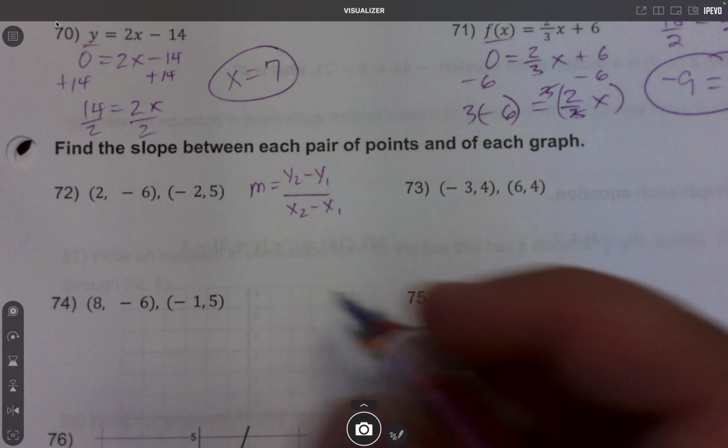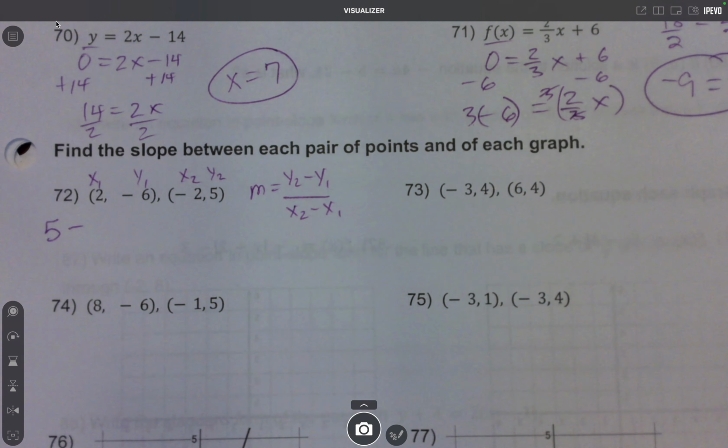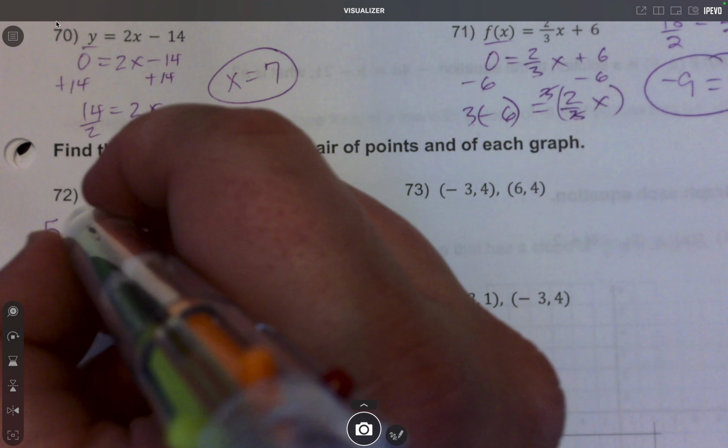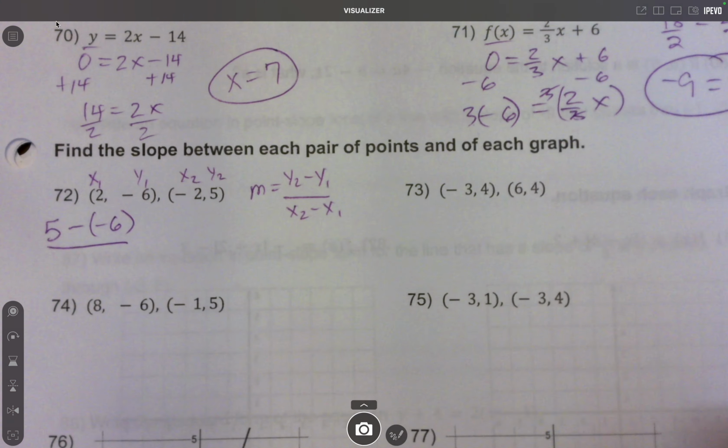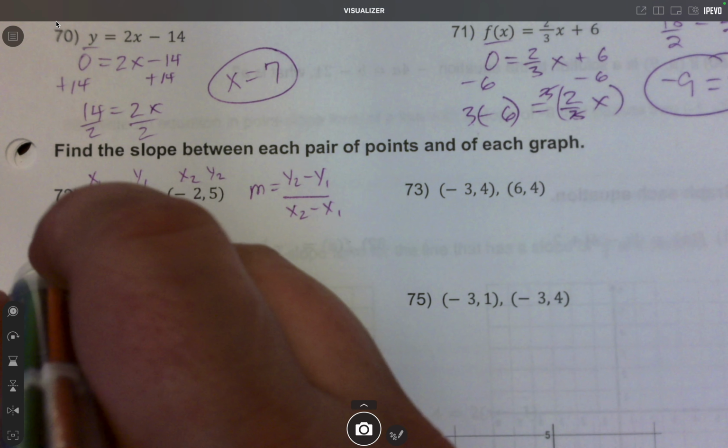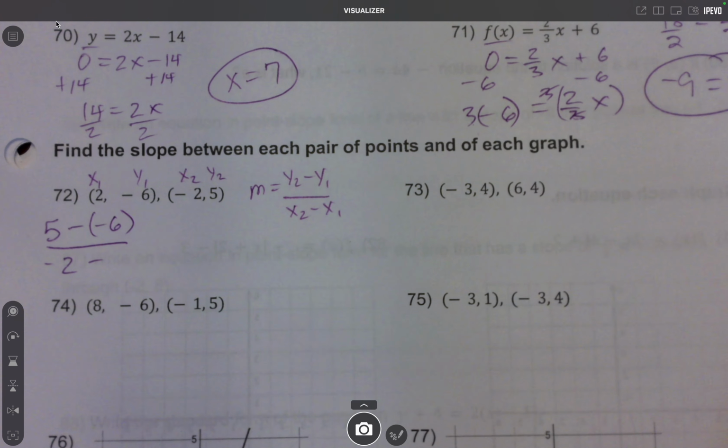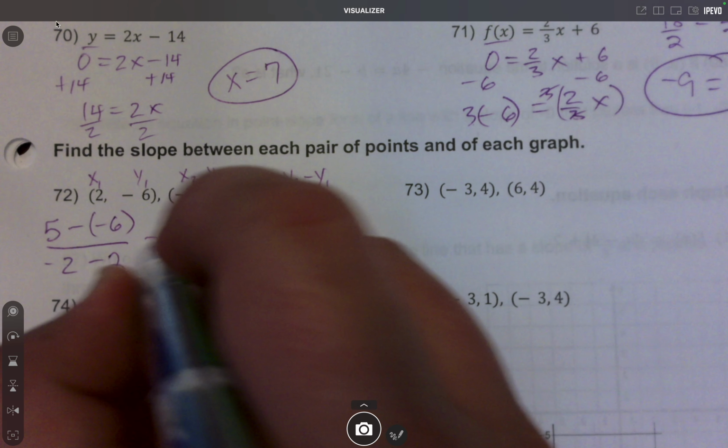So I won't label all of them, but I'll do this first one slowly, and then I'll go pretty quickly through the other three. But this is our first x and our first y. That makes them x1 and y1. This is our second x and our second y, making it x2 and y2. So we do y2, which is 5, minus y1, which is negative 6, over x2, which is negative 2, minus x1, which is positive 2.